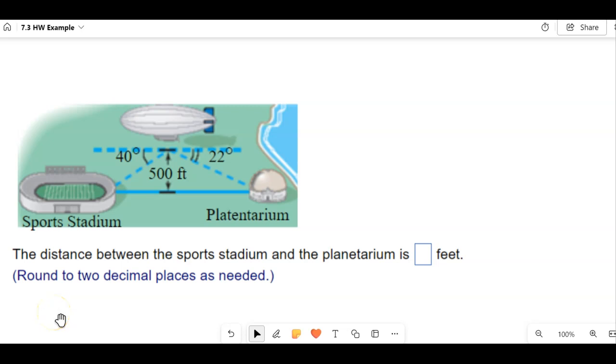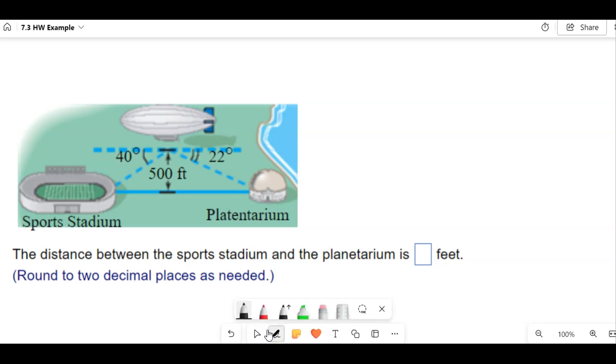All right, trig class, we're going to look at this homework example from the 7.3 homework set. So we've got a blimp flying around. We've got this angle of depression from the blimp down to a sports stadium and a planetarium, and we're supposed to find the distance between them. So there's a couple of ways that you can go about doing this.